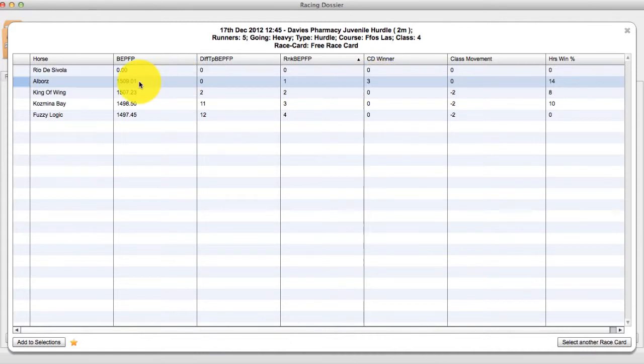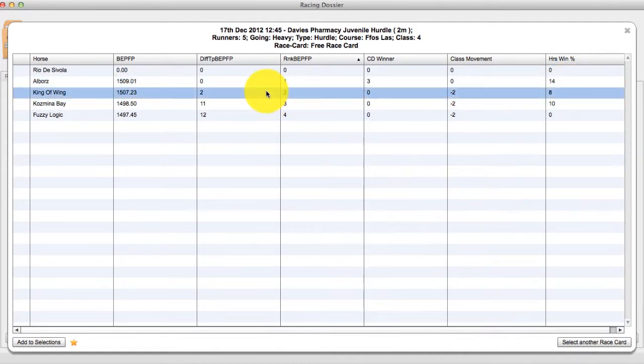He's top rated. He's won 14% of his races, which is more than the others. However, King of Win is only a few points behind, so it could be a potential threat. And then there's quite a big drop to the rest. So let's take a quick look at the market and see what the market is telling us.